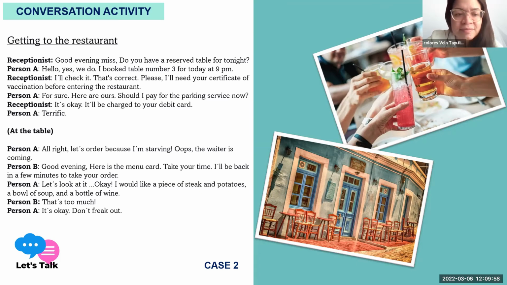Terrific. All right, let's order because I'm starving. Oops, the waiter is coming. Good evening. Here is the menu card. Take your time. I'll be back in a few minutes to take your order. Let's look at it. Okay, I would like a piece of steak and potatoes, a bowl of soup, and a bottle of wine. That's too much. It's okay. Don't freak out.